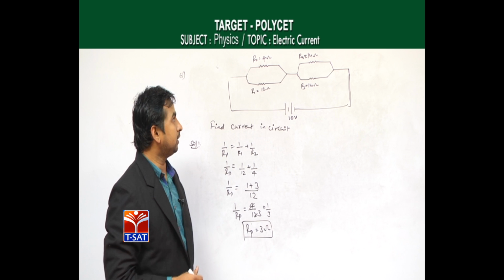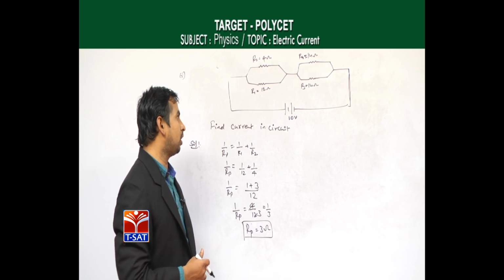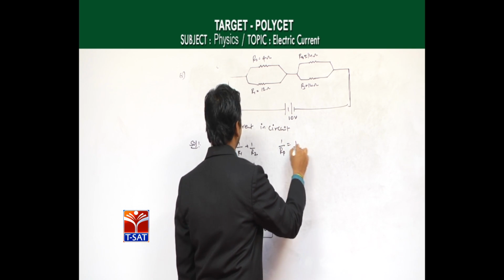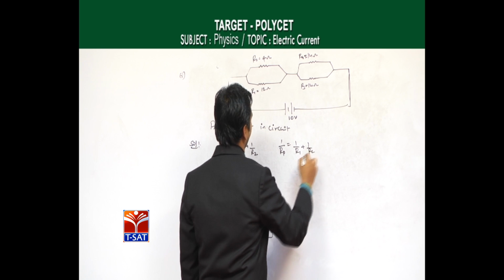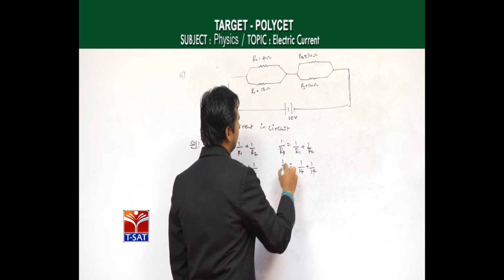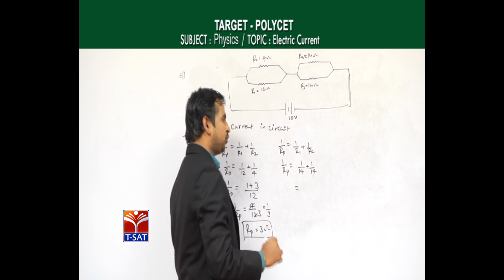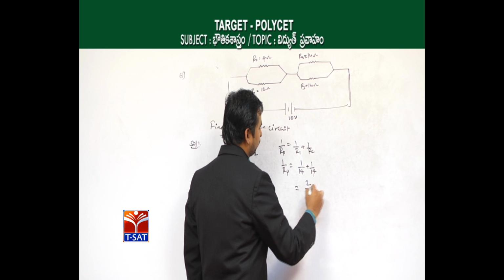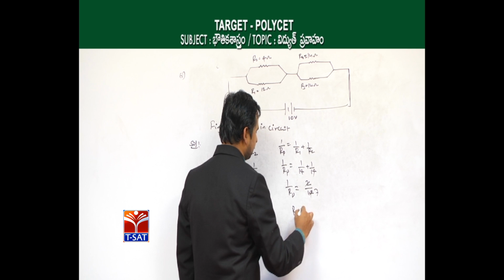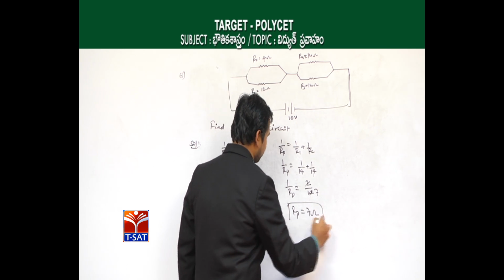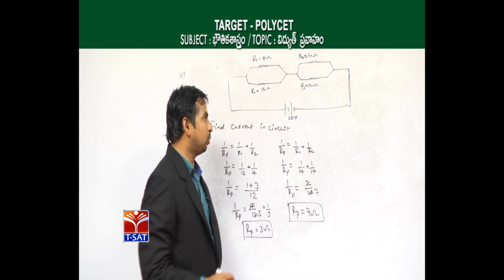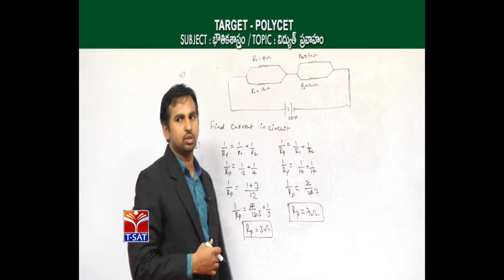After that, for the case of R3 and R4, these two are again connected in parallel. Then again 1 by Rp is equal to 1 by R1 plus 1 by R2, so it becomes 1 by 14 plus 1 by 14, which is 2 by 14, that is 1 by Rp. So the Rp value for the second case becomes 7 ohms. Here the Rp value for the first case is 3 ohms, and for the second case it is 7 ohms.